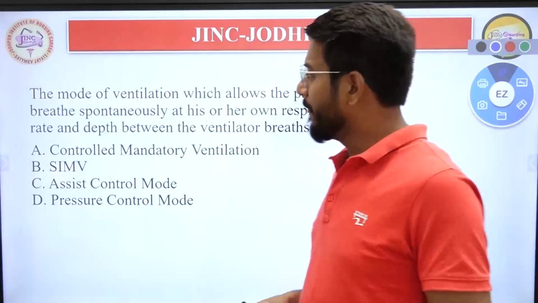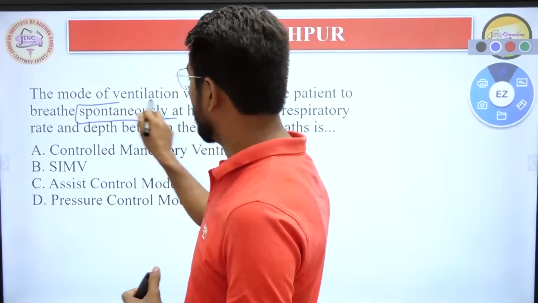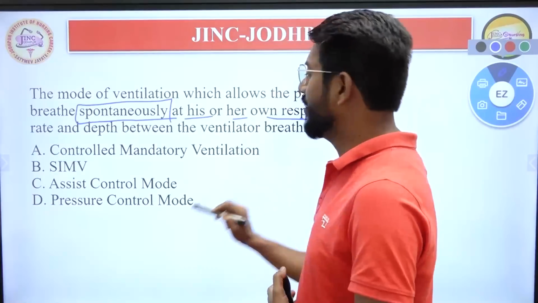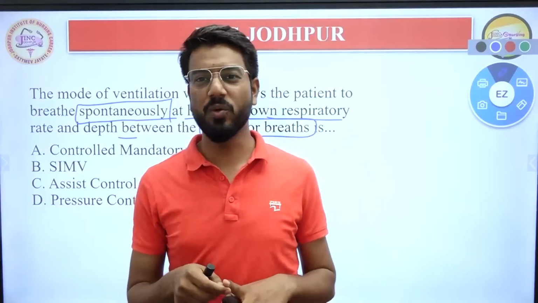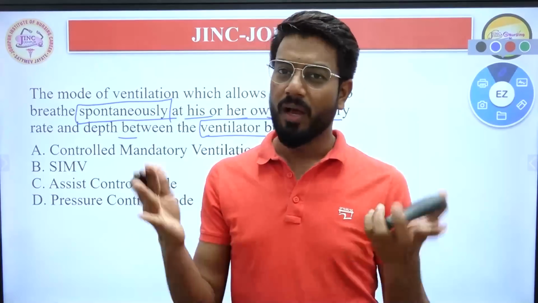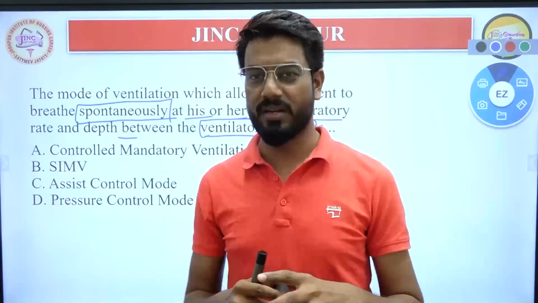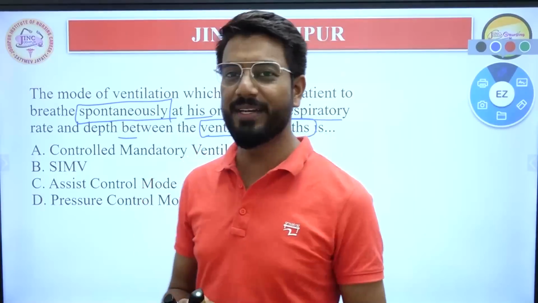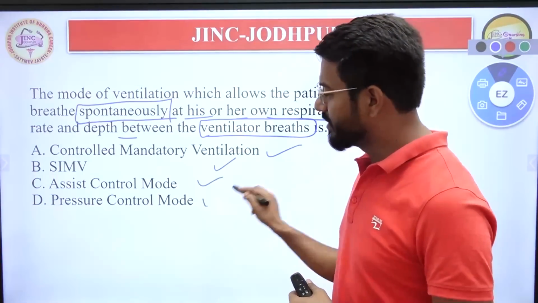Then what the question is asking you: the mode of ventilation which allows the patient to breathe spontaneously. The mode which is allowing the patient to breathe spontaneously at his or her own respiratory rate and depth between the ventilator breaths. It means the patient is having a spontaneous breath as well as the ventilator breath. Both types of breaths are going on. When the patient is breathing, at that time the ventilator breath is stopped, and when the patient is not breathing, at that time the ventilator breath is started. So both types of breathing are there. Which mode is this present in? Options are CMV mode, SIMV mode, assist control mode or pressure control mode.